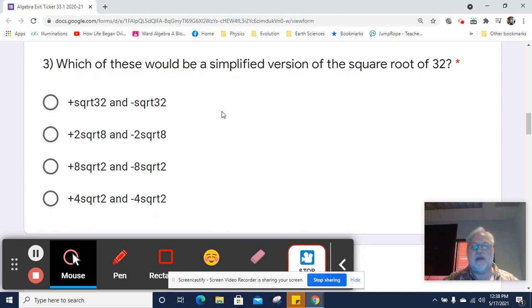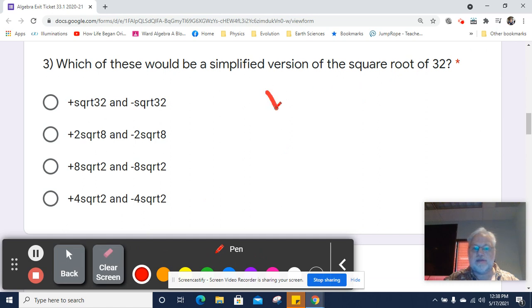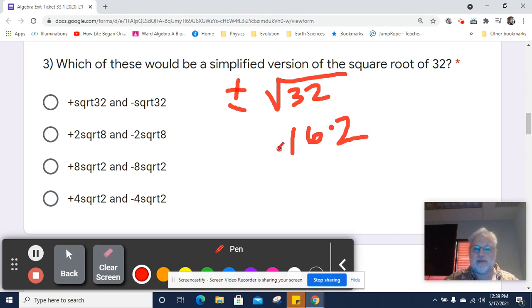Now, let's take a look at number 3. What would be a simplified version of the square root of 32? So we can find some perfect squares within 32. So we're getting the square root of 32. And of course, it's going to be a plus or minus affair, but there it is. But 32 could be broken into 16 times 2. And 16 is a perfect square.